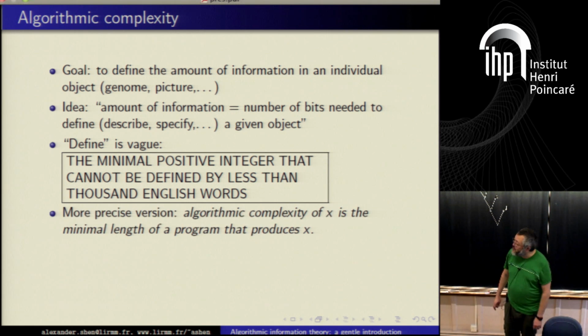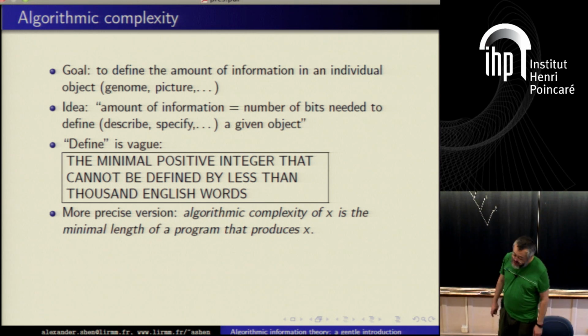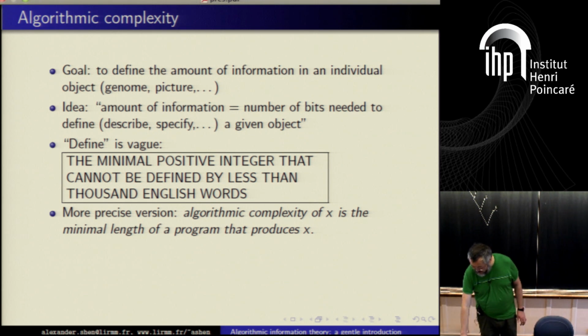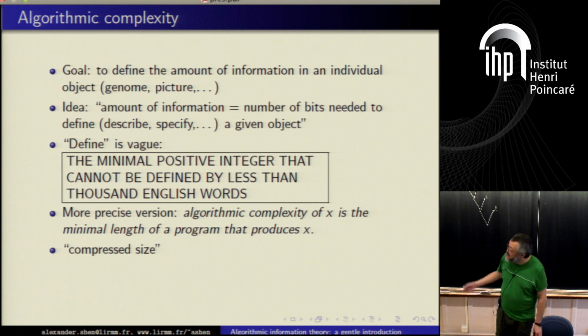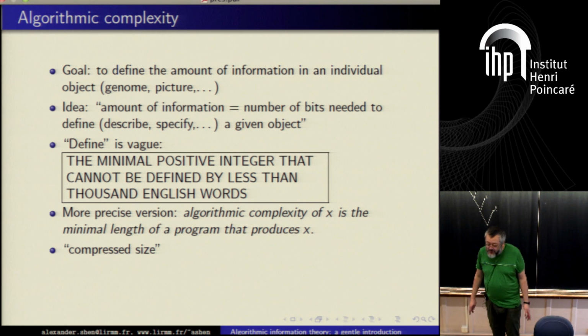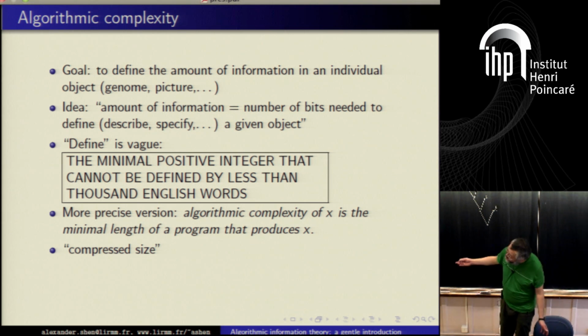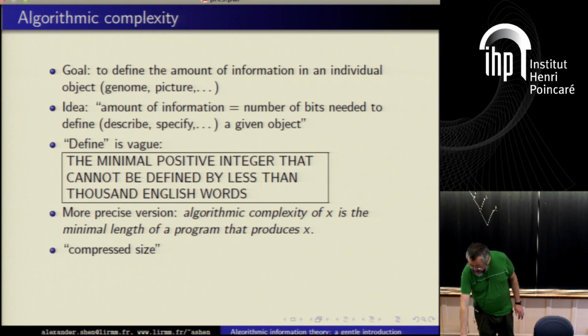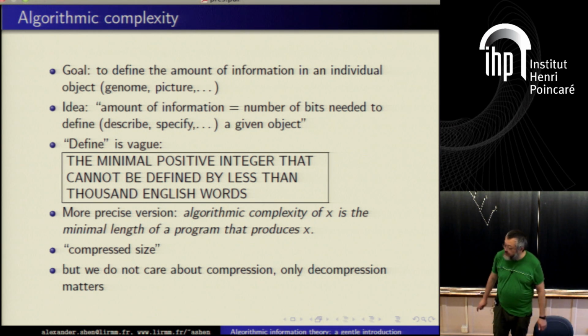But still we can try a more formal way. We just say that a definition is a program. So we look at the minimal length of a program which produces a given object. This is a kind of formal definition. Of course, we can say it's like compressed size: the program itself is a compressed version of the object. Of course, it depends on the choice of language, so this is not invariant yet. But still, it's a start for the theory.